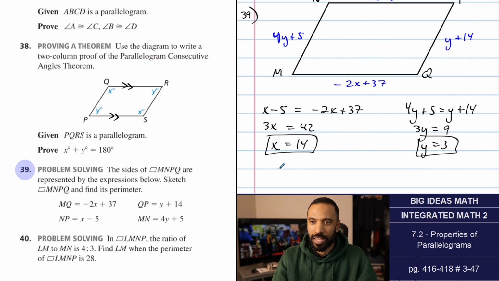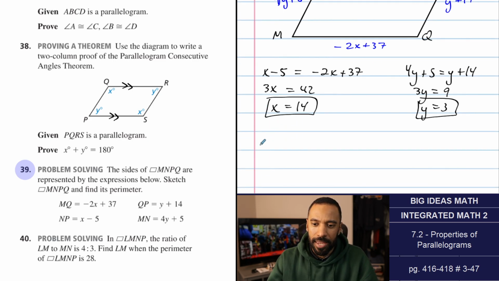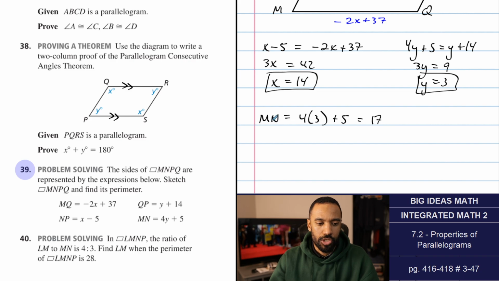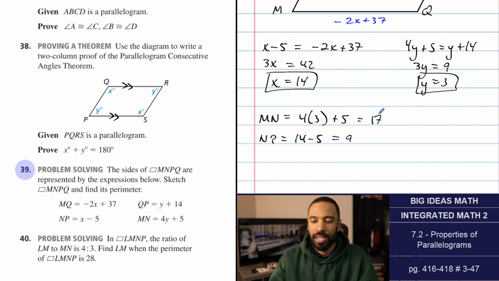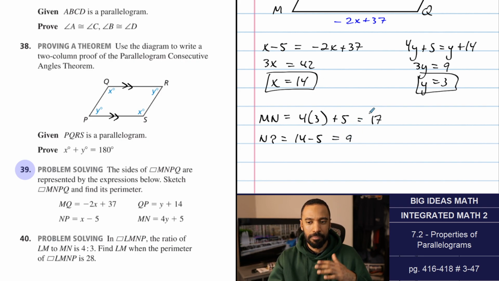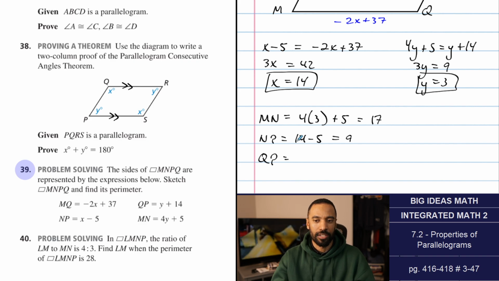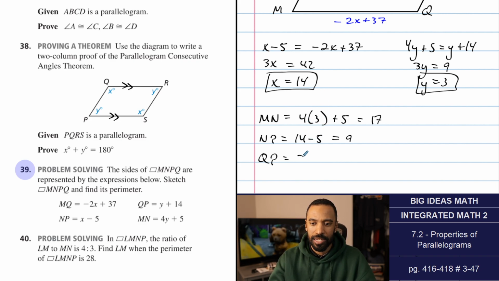Now we're going to be able to find all these lengths here. We're going to be able to do MN. MN is 4y plus 5. 4 times 3 is 12, plus 5 is 17. Let's do NP, which is x minus 5, 14 minus 5, which is 9. Now, the other two are just the same lengths. It's going to be 17 and 9 for the next two. QP should be 17 as well, because this is opposite the MN. Let's just see if it works. y plus 14, 3 plus 14, which is 17. And then the last one should be 9.